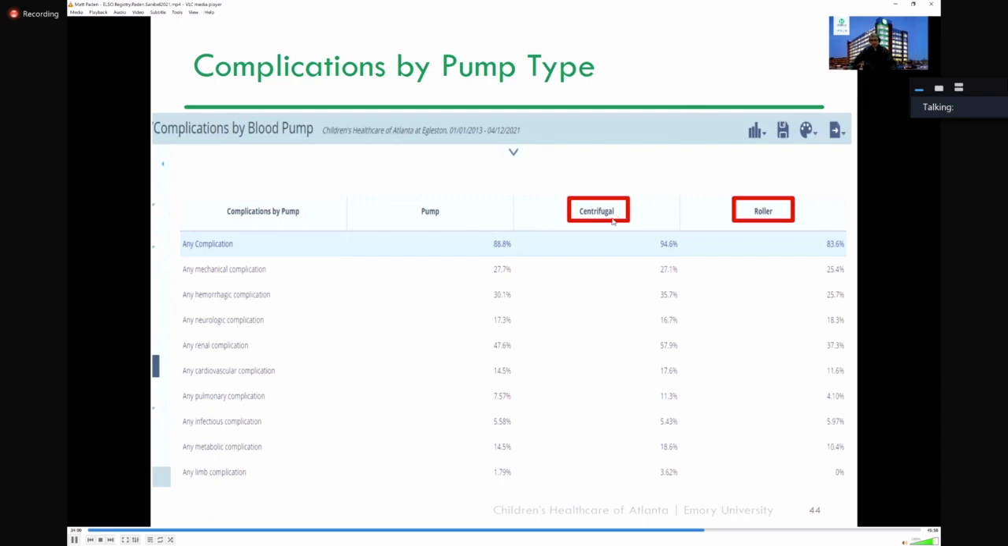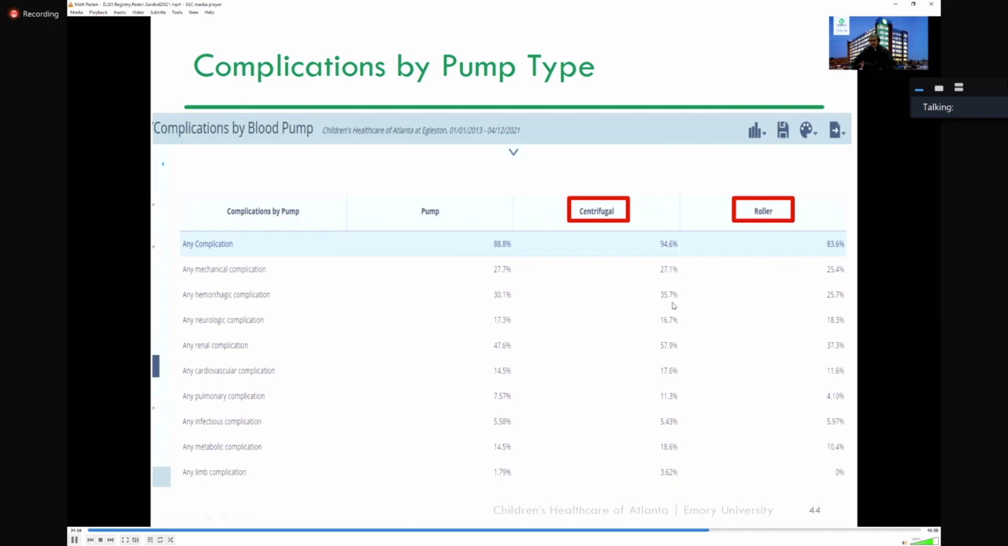And so we have two kinds of pumps that we use, a centrifugal system and a roller head system. First thing I want to look at is, is there really any difference between these two? And when I look at centrifugal versus roller head, there doesn't really seem to be. They seem to be about 25%.